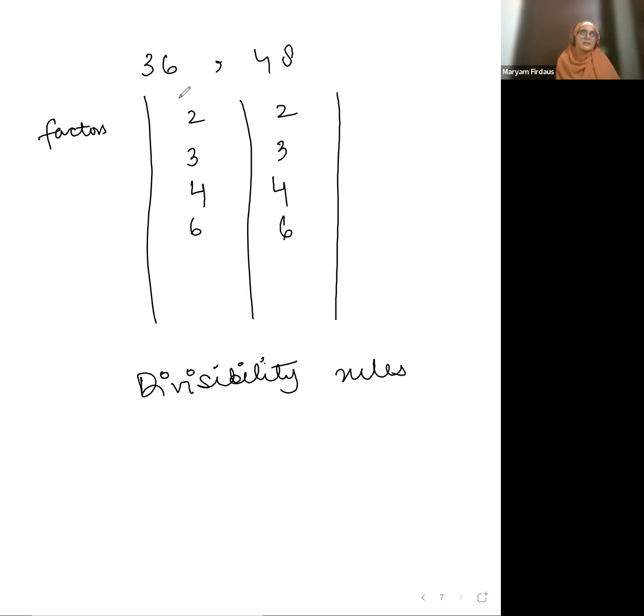So you can see that 36 is not divisible by 8, right? Because 8 threes are 24, 8 fours are 32, and the next thing you have is 8 fives are 40. You don't have anything between 32 and 40. So 8 is not a factor of 36, but 8 6s are 48. So 8 is a factor of 48.